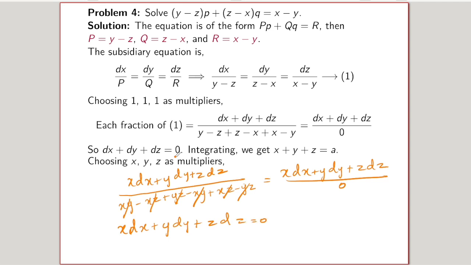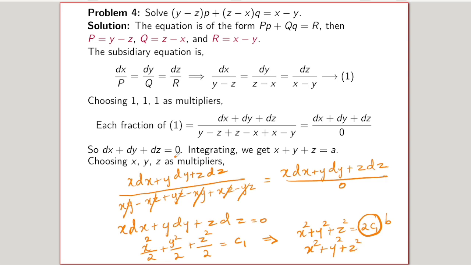After integration, we'll be getting the integral of x is x squared by 2, the integral of y is y squared by 2, and the integral of z is z squared by 2. I'm going to take this equal to some constant c1. So this can be written as x squared plus y squared plus z squared equal to 2c1. I'm going to replace this 2c1 by b. So x squared plus y squared plus z squared equal to b. So this is nothing but our solution b.